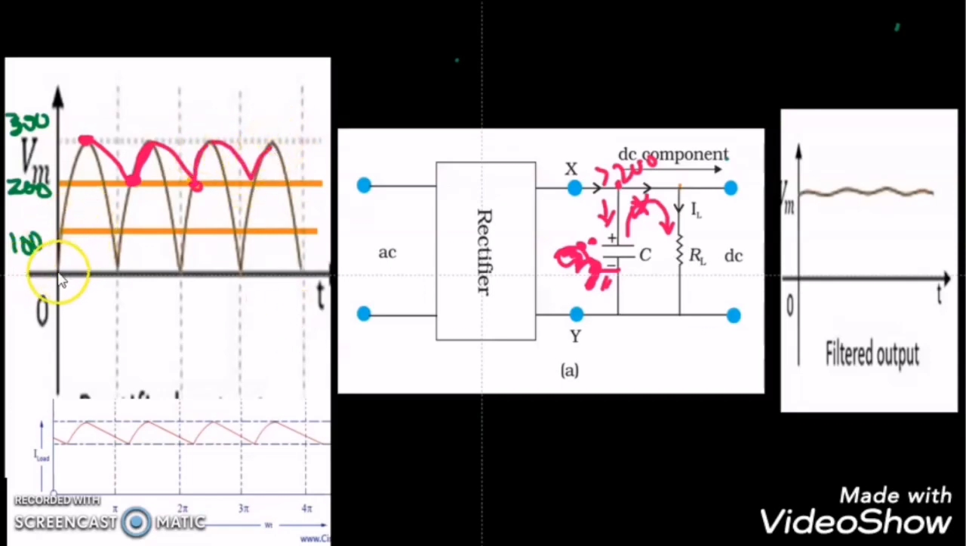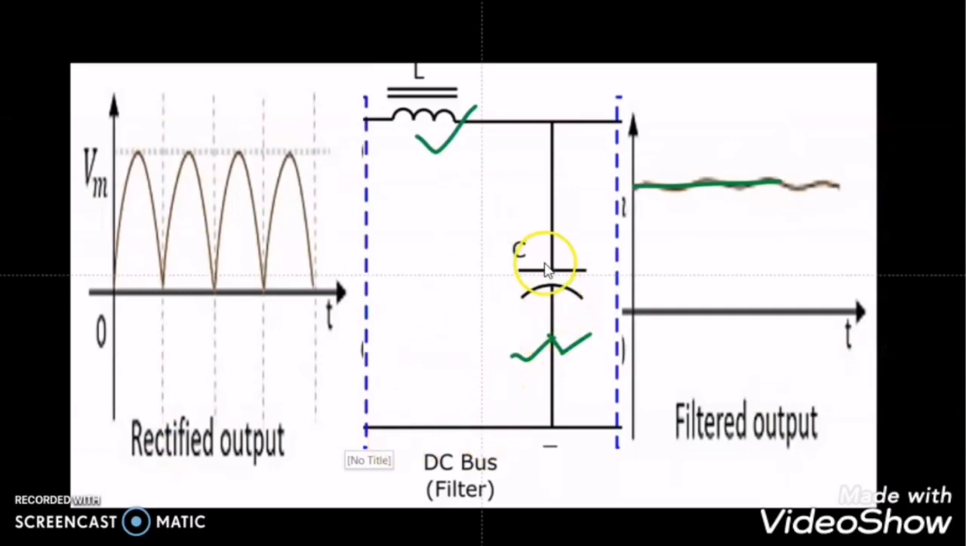So what we observe is that without the capacitor, when we give pulsating DC, the voltage across the load is also pulsating. But when we connect a capacitor as a filter across the load, the voltage across the load becomes close to steady DC. In the same way, the DC bus, which is the combination of capacitor and inductor, makes the pulsating DC supply into a close to steady DC supply.